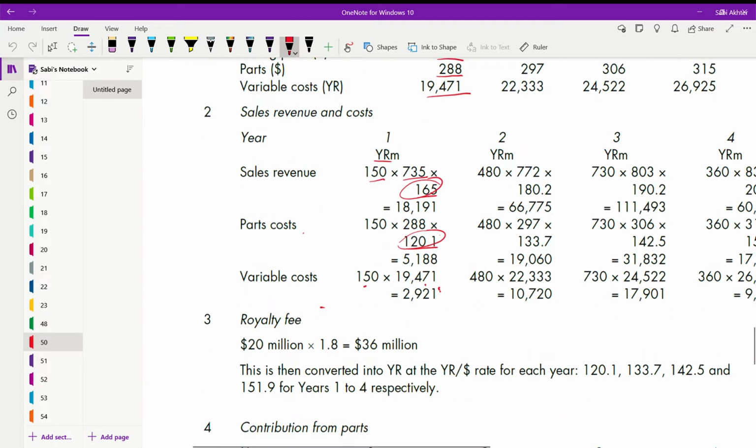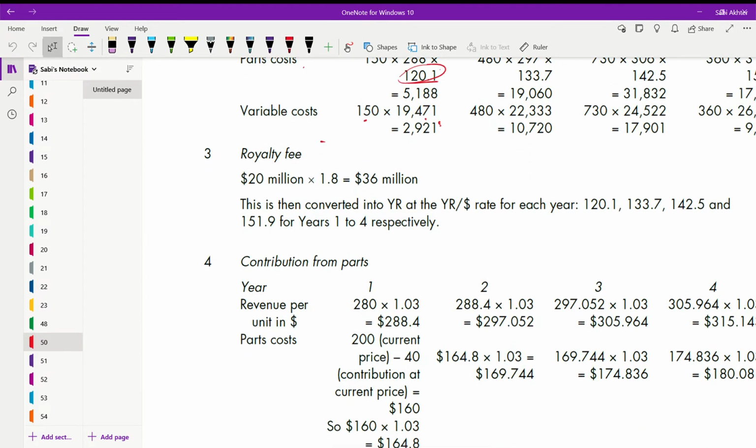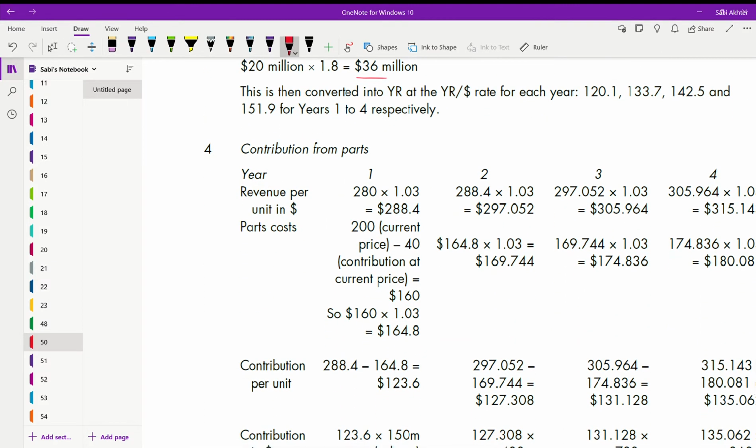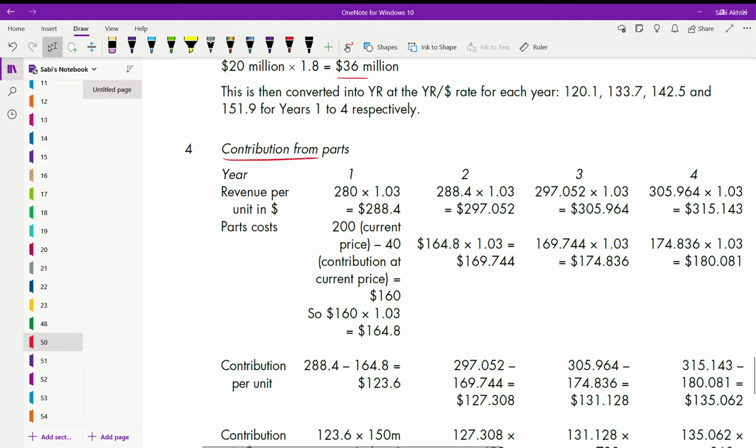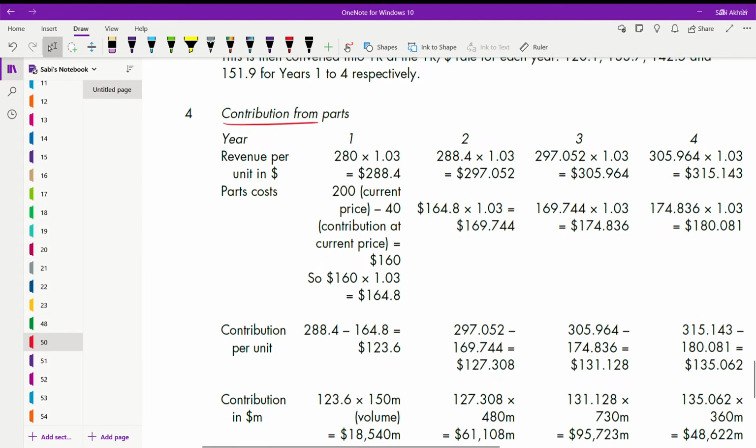Third, let's come to royalty fee. Just convert it to dollars, which is 36 million, right? Then contribution from parts. Make sure that you know this. Contribution is an area where students struggle a lot, especially when you have some contribution from a small part. So you have to find the revenue, you have to find the cost and contribution per unit, and the total contribution, right?